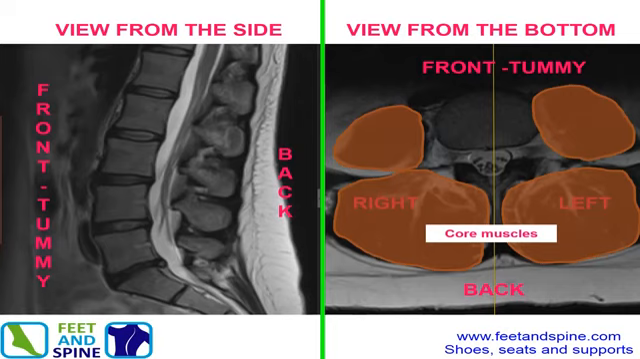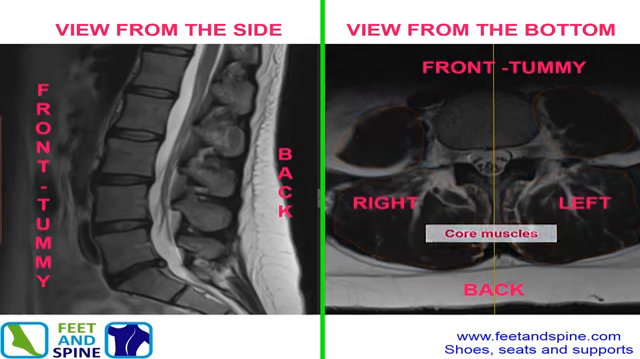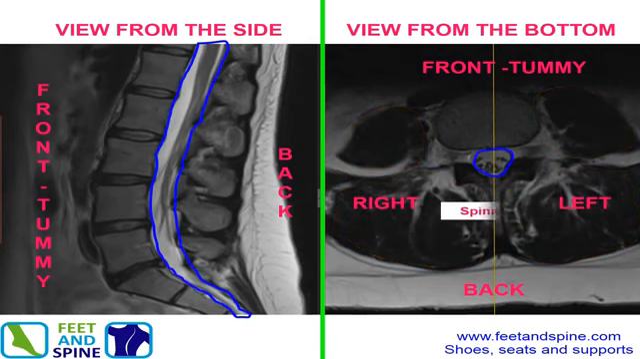Behind each block of bone is a hole, and these together form a tunnel. This is called the spinal canal, which is shown in blue on both images. It is through this canal that the spinal cord and the nerves travel. The white around the spinal cord is the spinal fluid. The spinal cord ends at around L1-2, and below that are only a bunch of nerves.